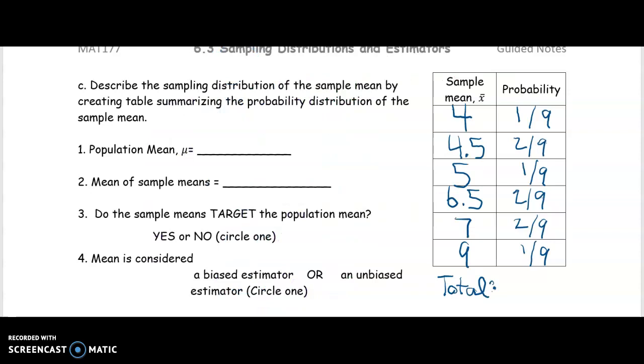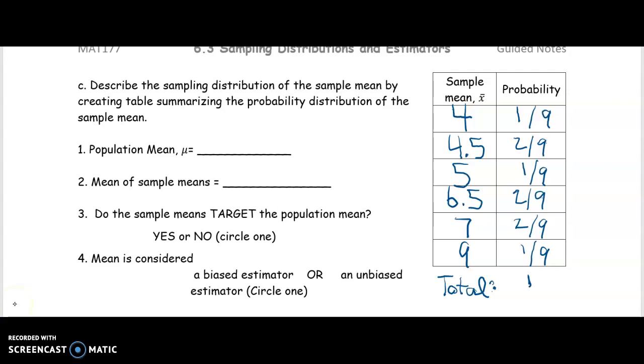In this condensed table, you can see that the sample mean of 4 has a probability of 1/9 because only one of the samples resulted in a mean of 4. You can see the sample mean of 4.5 has a probability of 2/9 because 2 of the samples on the previous page resulted in a sample mean of 4.5, and so on as you go through the table. You'll notice the probabilities in the table add up to 1.